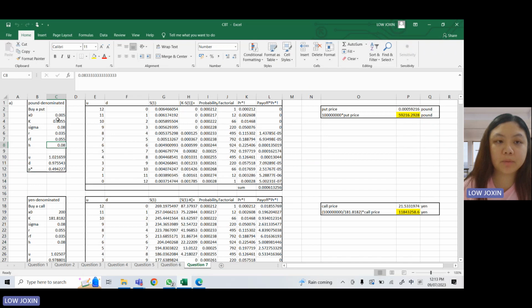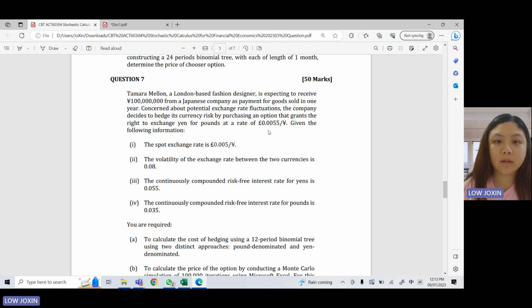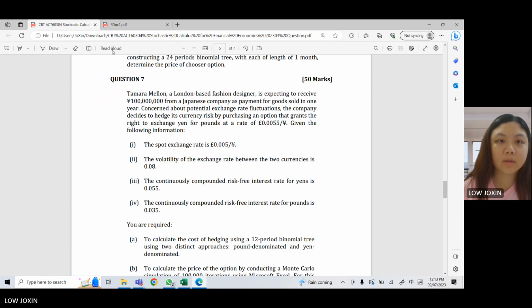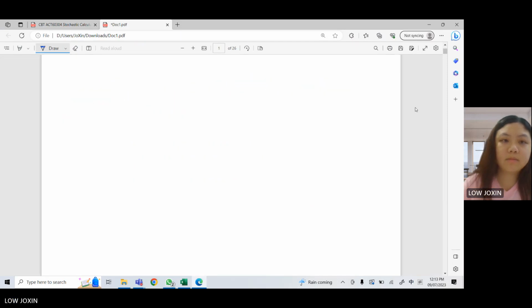So to calculate this put price, we will need to calculate the expected payoff and multiply with the discount factor. This put is 1 year, so I will have 12 months. This is a 12-period binomial tree. So for S0, for every S0, I will multiply with a u and a d.